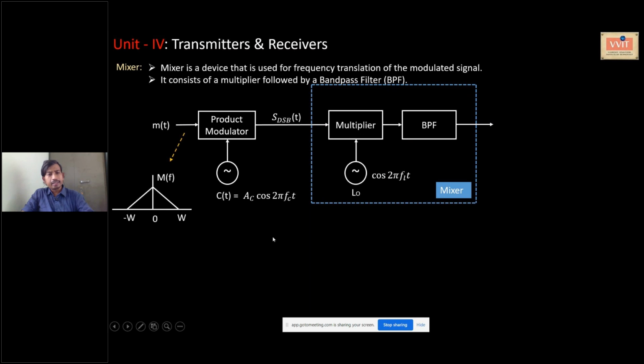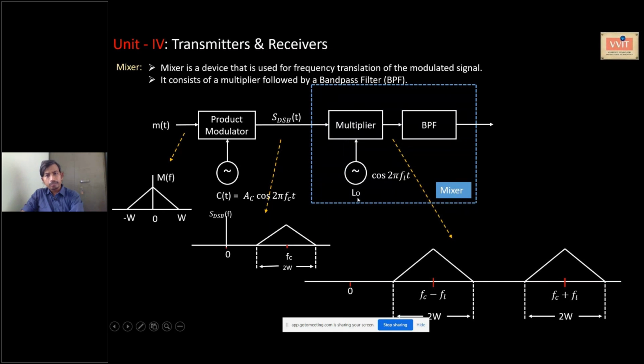Now what is happening? Let us discuss in terms of the frequency domain. The message spectrum is like this. Its bandwidth is W. What this product modulator is doing is translating this message spectrum to a location where the spectrum is centered at Fc, the carrier frequency, with width being 2W. Now the mixer is a combination of a multiplier and a band pass filter. First, the multiplier generates a sum frequency and a difference frequency. So this is being divided into two spectra.